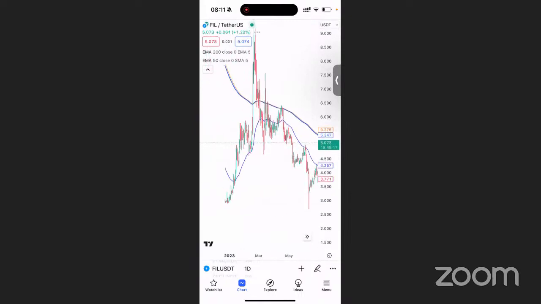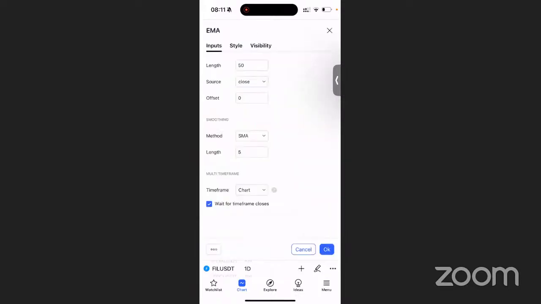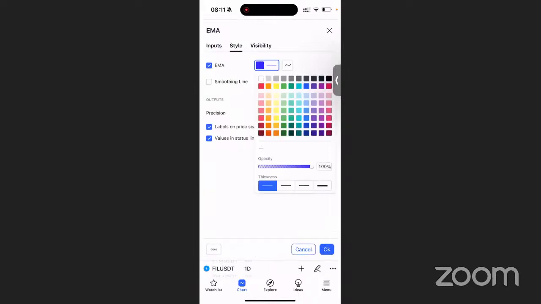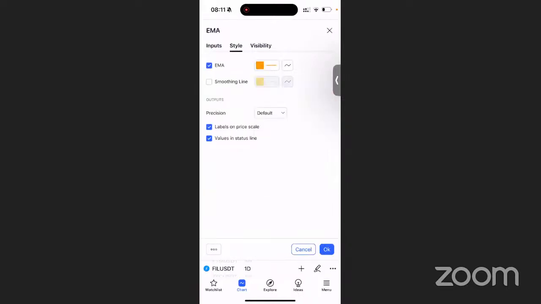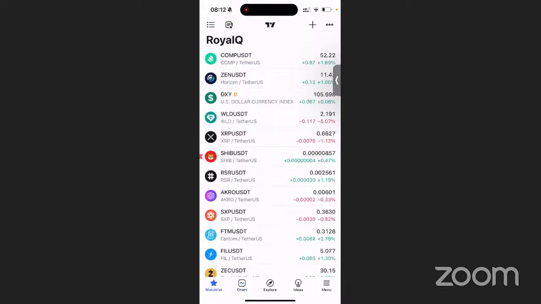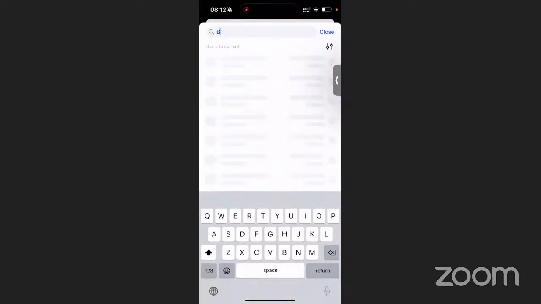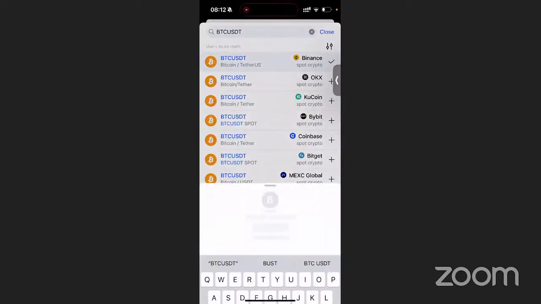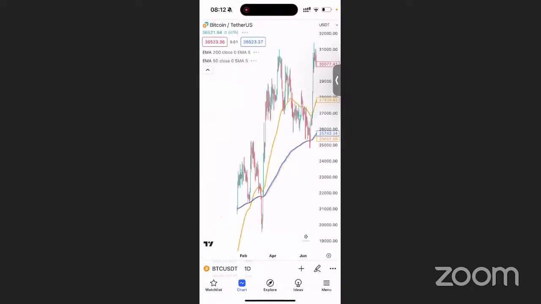If I used a 9 or a 10 or a 15, you'd find that the crossover would have happened a long time ago. So I want to use a little bit stronger one, so let me change this to orange so that I can see it. Now let me take these same statistics to BTC. Then I'll take you to RoyalQ specifically.